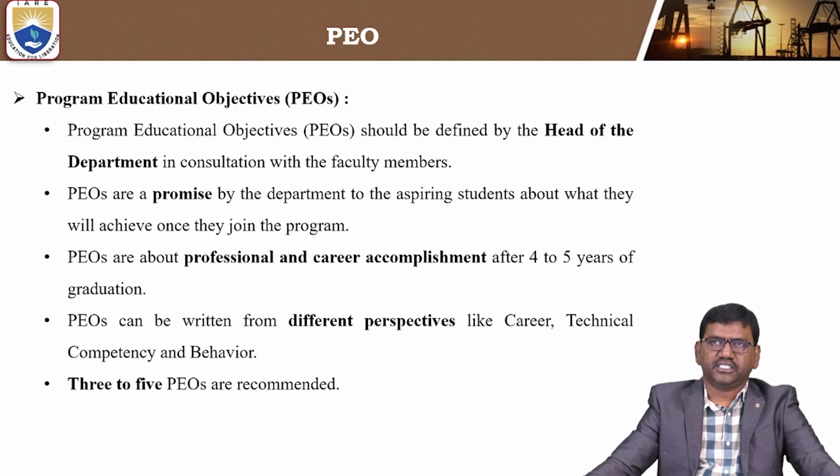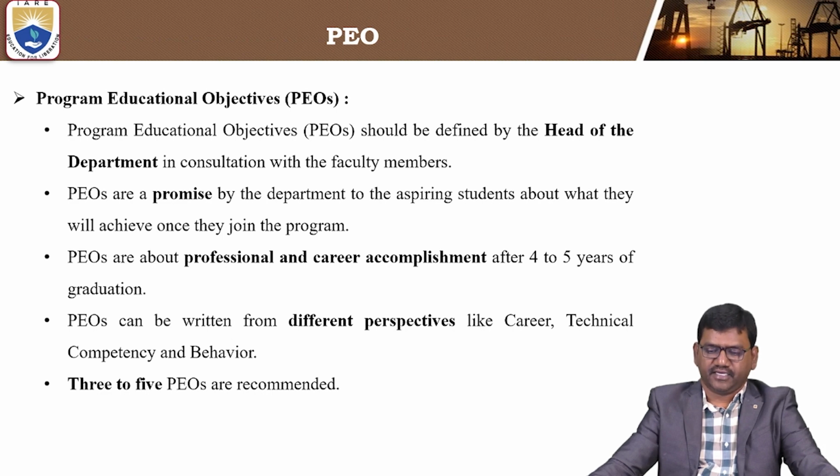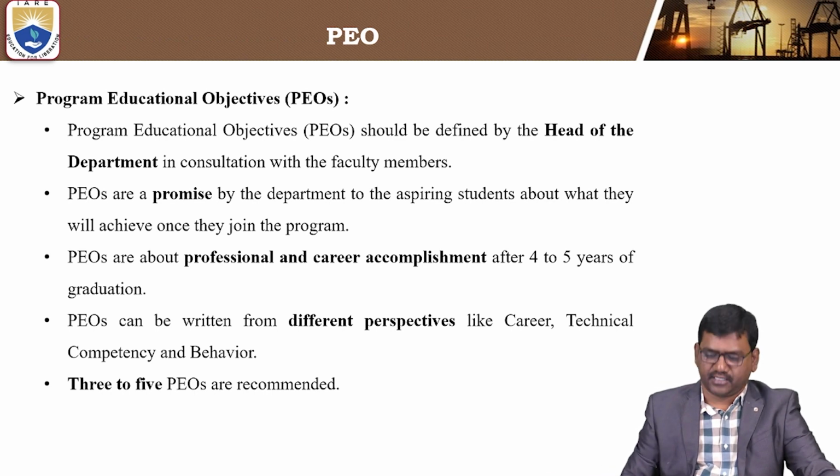And the program educational objective, which is PEO. Program educational objectives should be defined by the head of the department in consultation with the faculty members. PEOs are a promise by the department to the aspiring students about what they will achieve once they join the program. PEOs are about professional and career accomplishment after 4 to 5 years of graduation. PEOs can be written from different perspectives like career, technical, competency, and behavior. 3 to 5 PEOs are recommended.